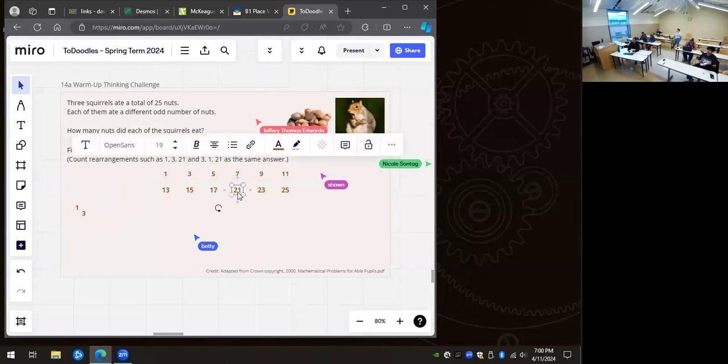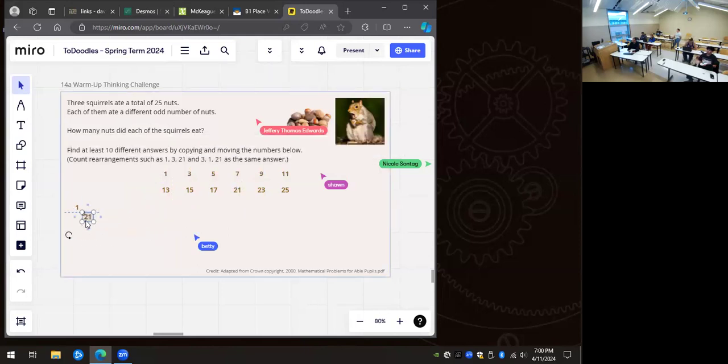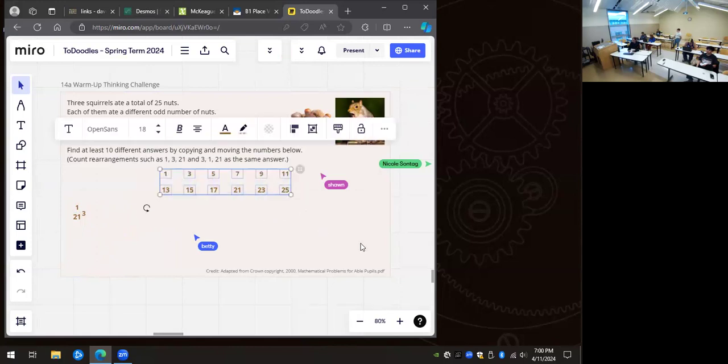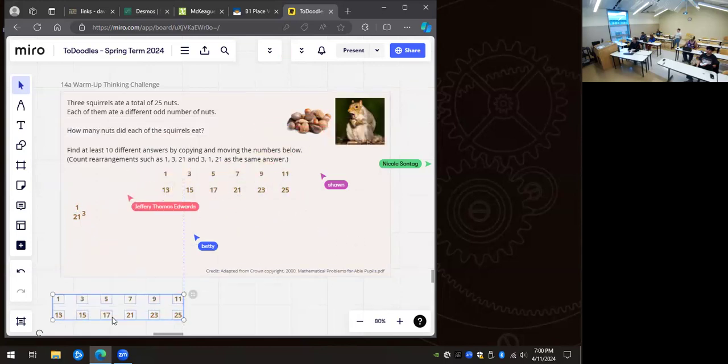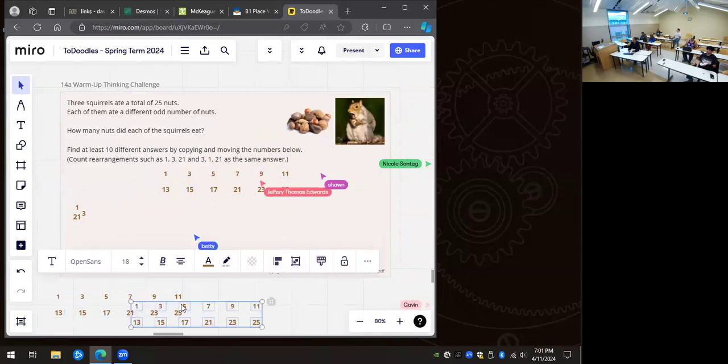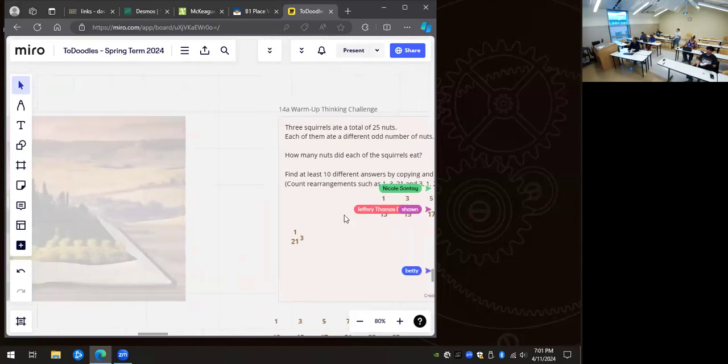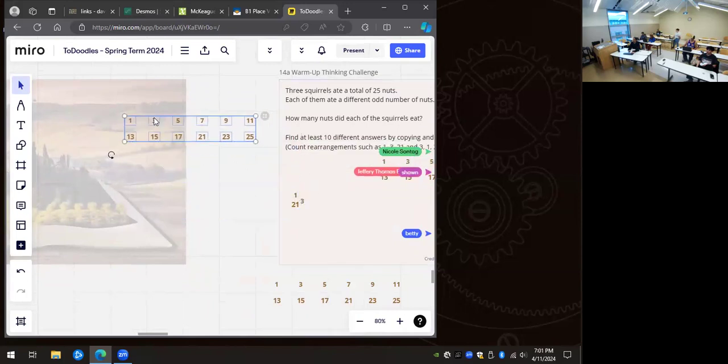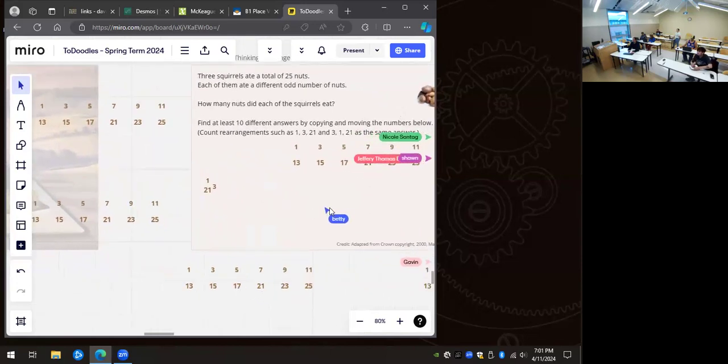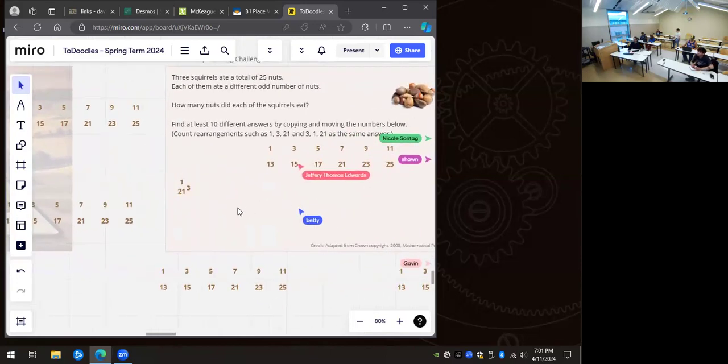And then 4 and 21 makes 25. So that's one way to have 3 different odd numbers that add up to what we want. So go ahead and I'm just gonna make a few copies of all of these odd numbers so you can grab your own things to work with. And see how many different ways you can make 3 numbers that add up to 21.